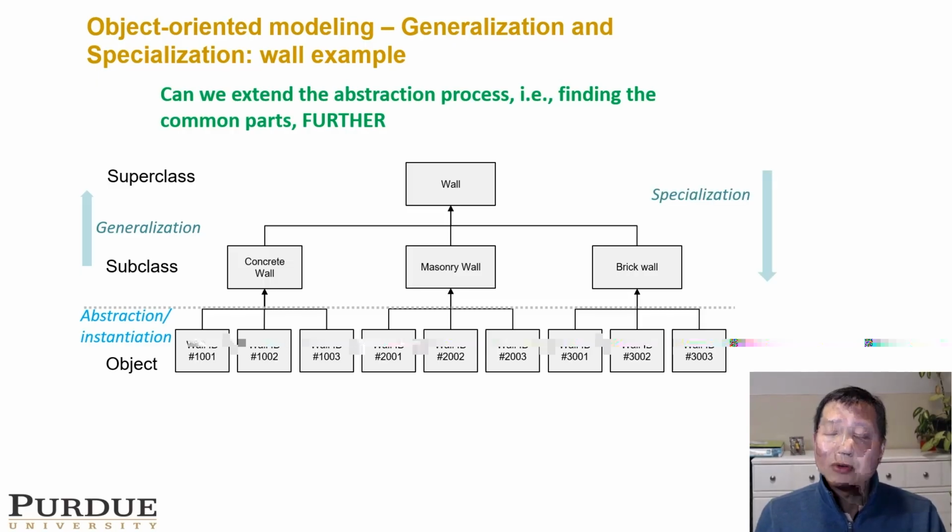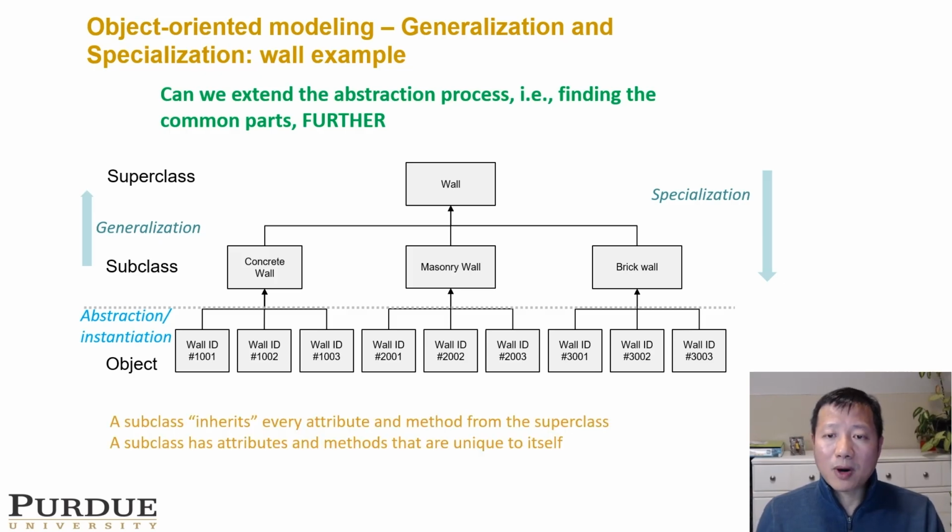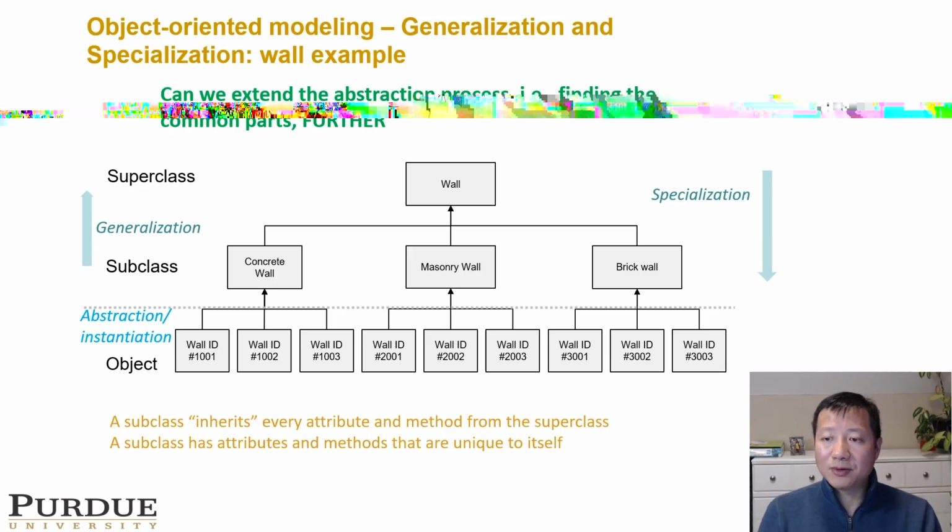Now, similarly, we can navigate the other way around. You can navigate from your superclass to your subclass, and this is called a specialization. When we look at generalization and specialization, what we are saying here is that a subclass inherits every attribute and method from the superclass. So in other words, any methods, any attributes a wall class has, they are all inherited by the concrete wall, by masonry wall, by brick wall.